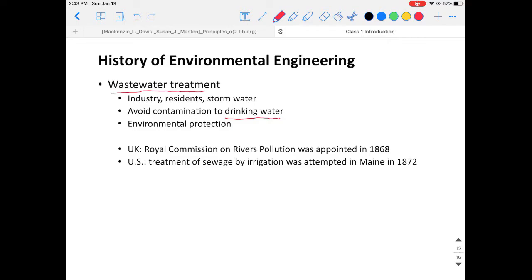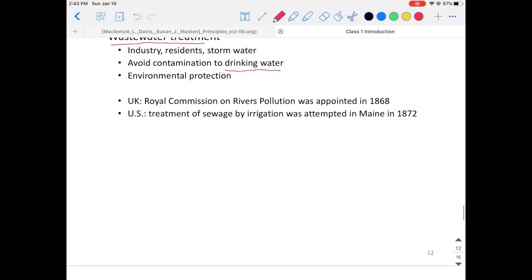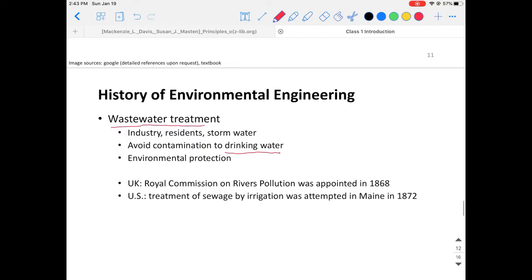So the first wastewater treatment technique was developed in the UK. It came from the Royal Commission on Rivers Pollution, and it started in 1868. And in the United States, the treatment of sewage was first attempted in Maine, 1872.